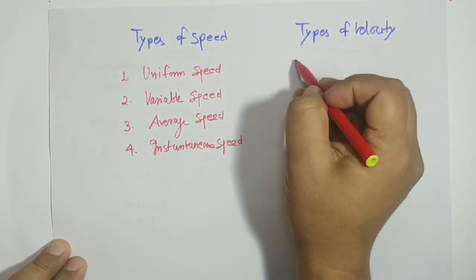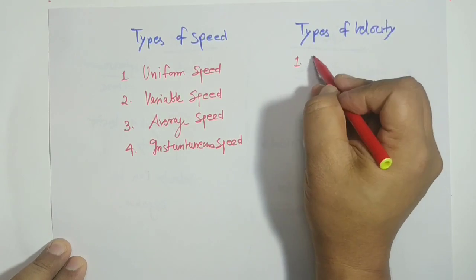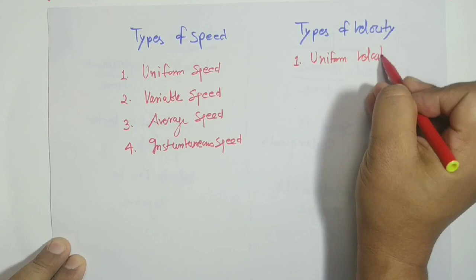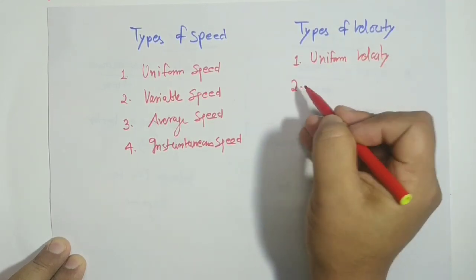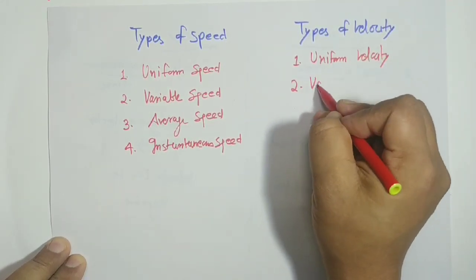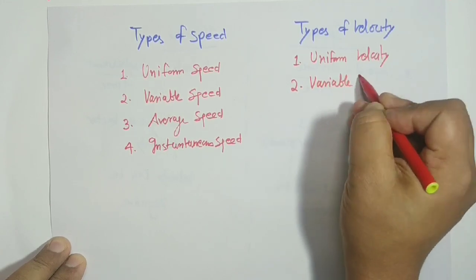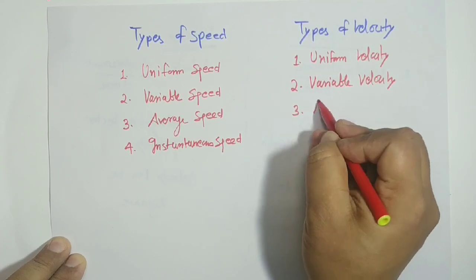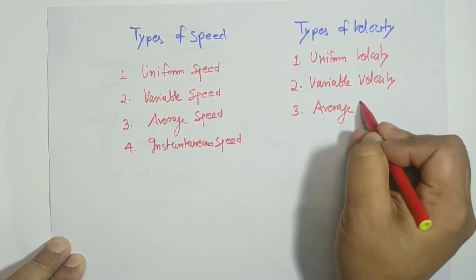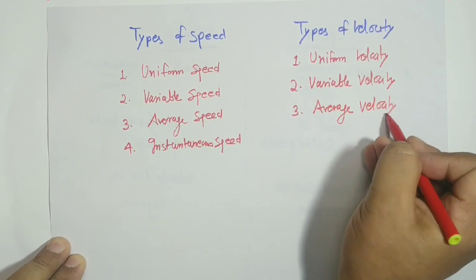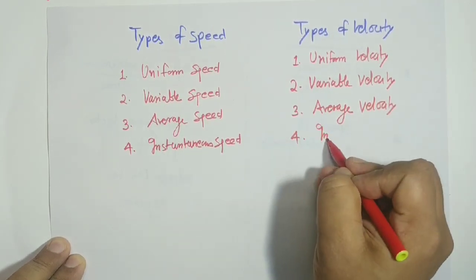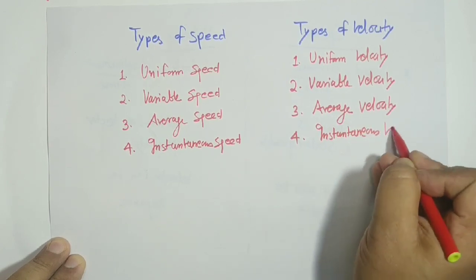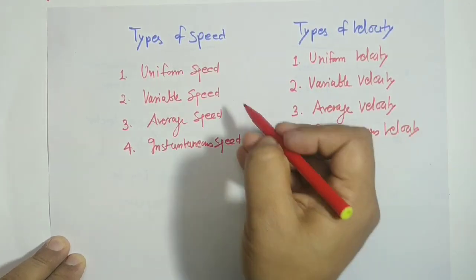Whereas when we talk about the same way, we have types of velocity. Uniform velocity. I think all of you know what is uniform velocity: equal distance traveled in equal interval of time. And then we have a variable velocity, that is also known as non-uniform velocity. Third is what? Average velocity. Net displacement upon net time taken. And fourth is what? Instantaneous, at an instant, instantaneous what? Velocity.